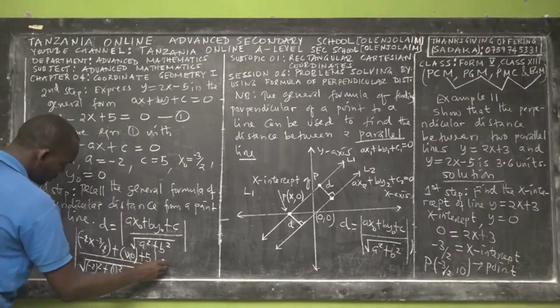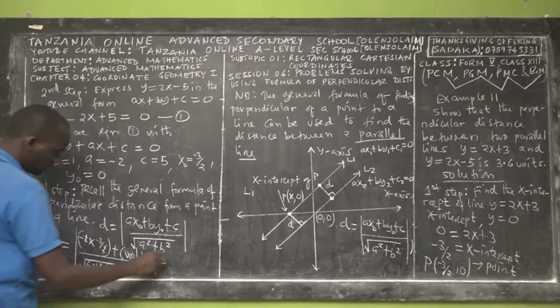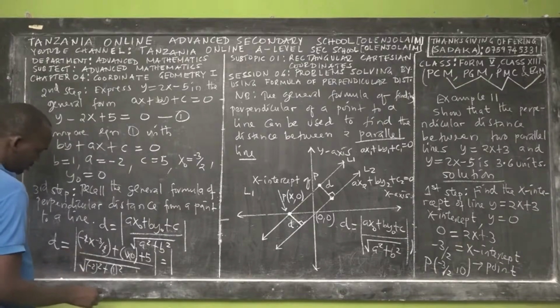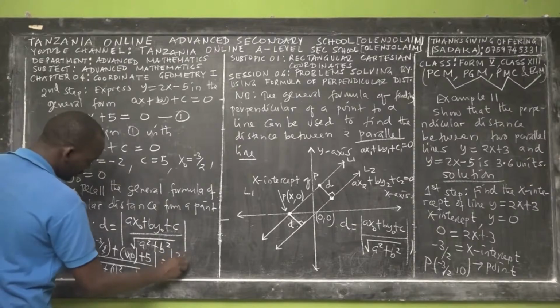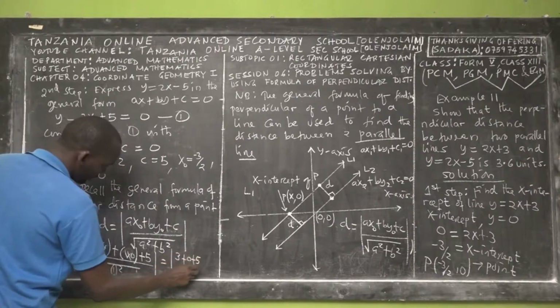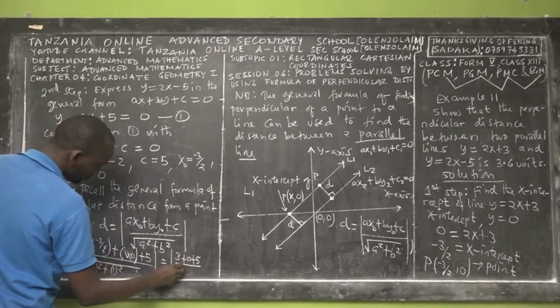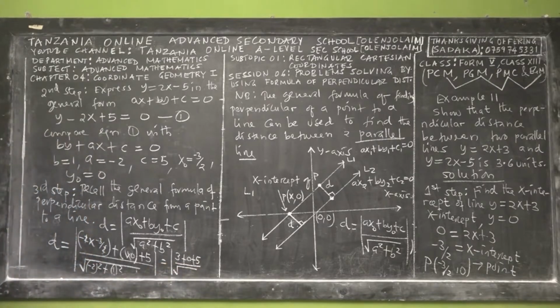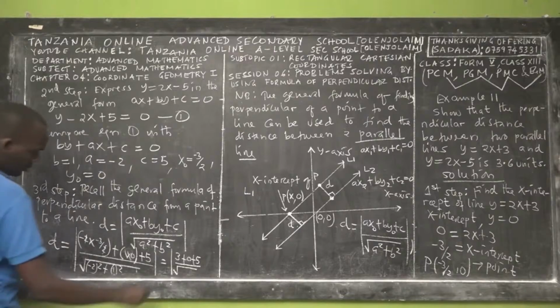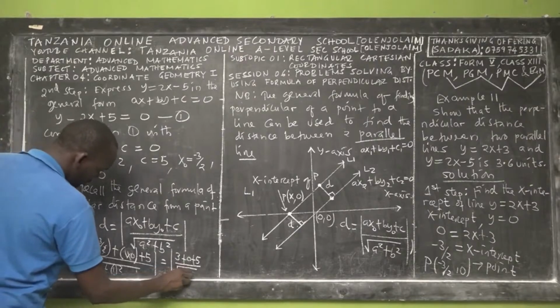So this one is equal to what? This is equal to the absolute value of positive 3 plus 0 plus 5, over the square root of what? 4 plus 1, which is 5. Square root of 5.